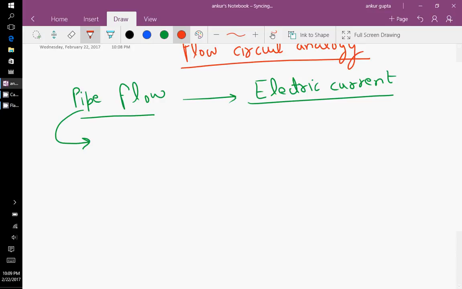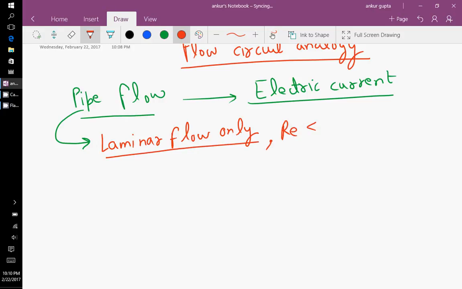First thing is that this whole analysis is only for laminar flow in pipes. Please make sure that you do not get confused. This is only for laminar flow, which means that Reynolds number is less than 2100. So do not start thinking that this will be valid for any other cases. This is only valid for Reynolds number less than 2100.